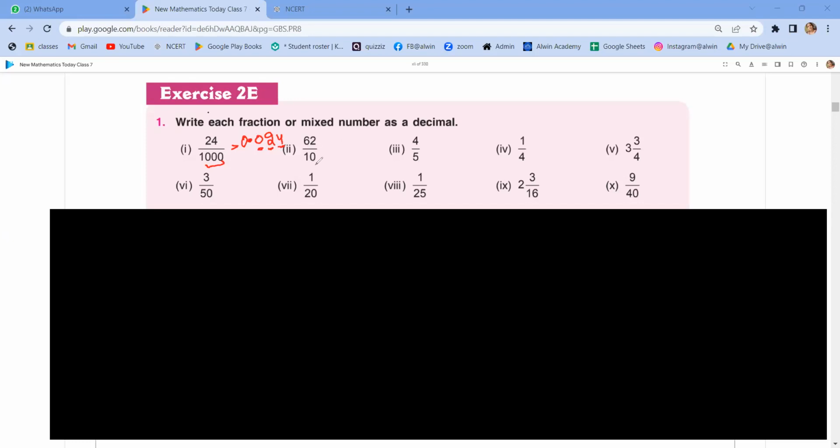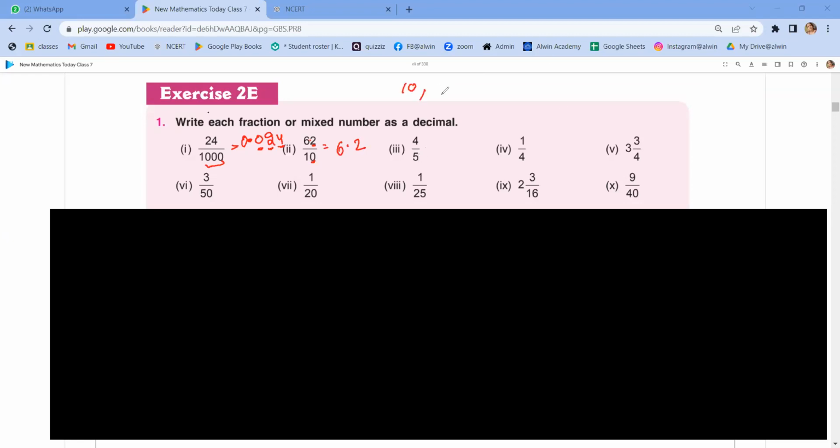The same way 62 by 10, just a 0, just leave 1 digit and put a point. 6.2 is the answer. These are decimal fractions. They are very easy to be changed into a decimal. But the fractions like 4 by 5, 1 by 4, 1 by 25, 1 by 20, 3 by 50, they are not decimal fractions. How to change these fractions quickly into decimals is you'll make them decimal fractions quickly.